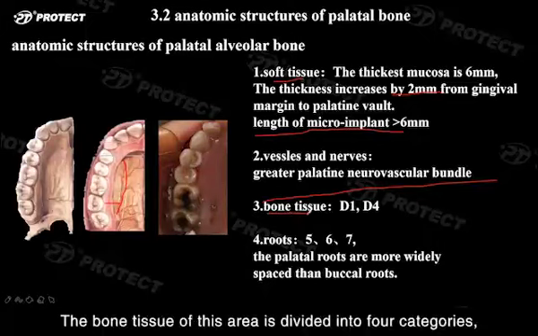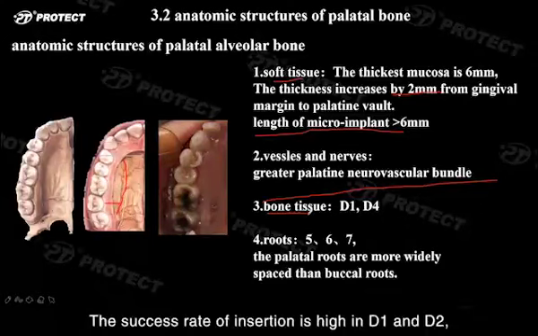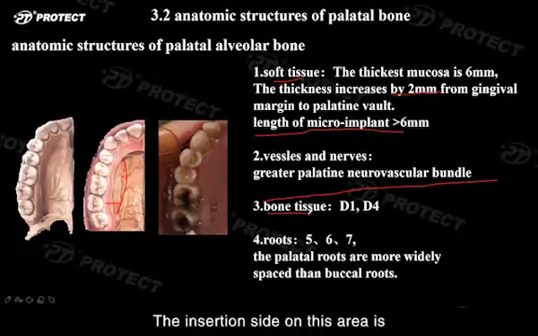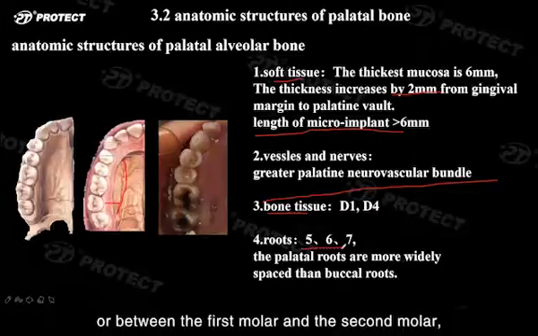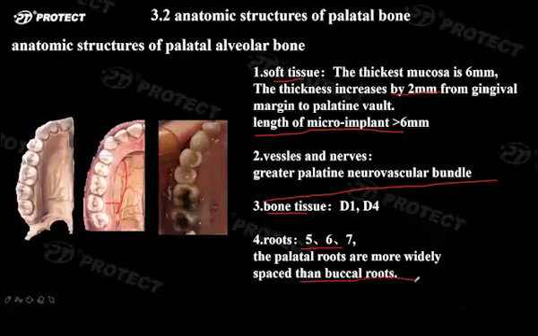The bone tissue of this area is divided into 4 categories: D1, D2, D3, and D4. The success rate of insertion is high in D1 and D2, while lowest in D4. The insertion site in this area is usually between the second premolar and the first molar, or between the first molar and the second molar. The palatal roots are more widely spaced than the buccal roots, so it's safer than buccal.